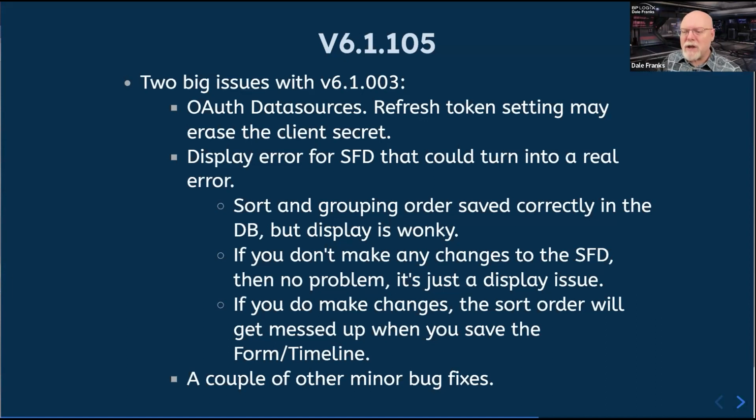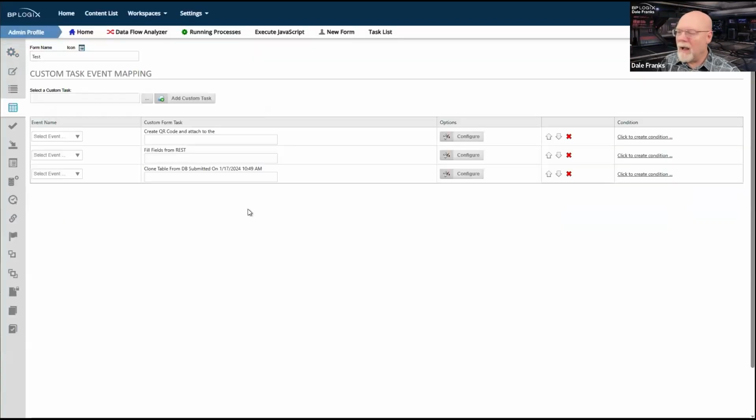There was a display error for set form data. It was just a display error, although it could turn into a real error depending on what you did. So you're sorting and grouping. So if, let's say, you have a business value, right? You want to sort and you want to do a set form data for a business value. And what we're used to seeing, let's see if I can go and grab a form and make this happen since we have plenty of time here.